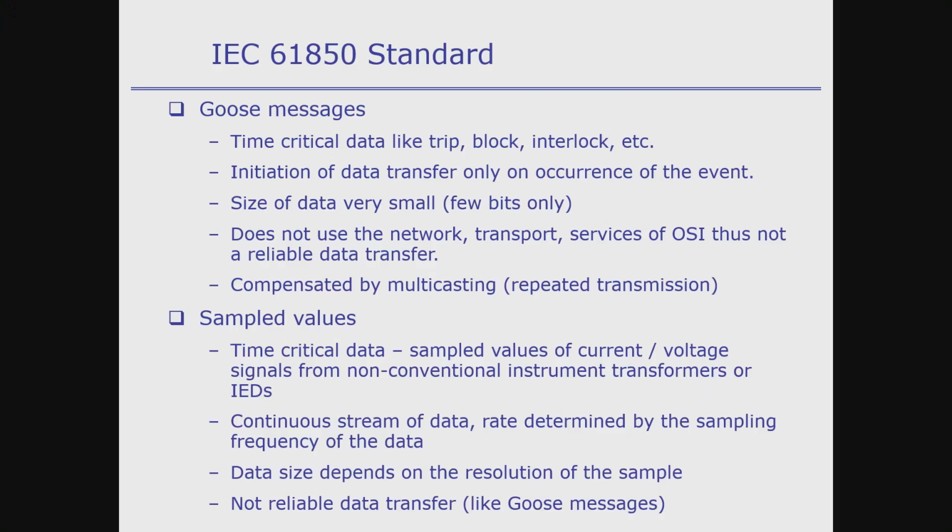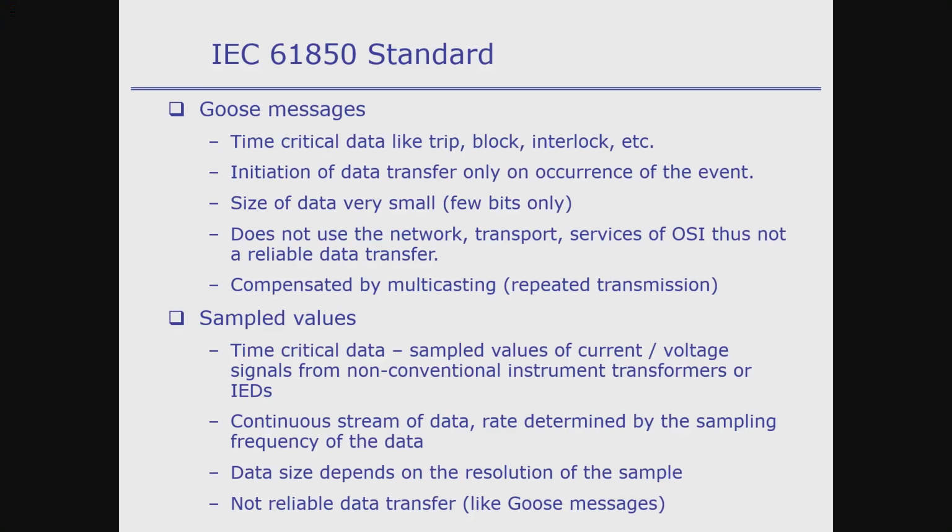So GOOSE messages are time critical, as I mentioned: trip, block, interlock, any time critical message, okay? And data transfer happens when the event happens, okay? Size of the data is very small. Obviously, you are just changing the status, right? And it does not use network, transport, or services of OSI, okay? It skips all those layers. It basically goes directly from the link layer, right?